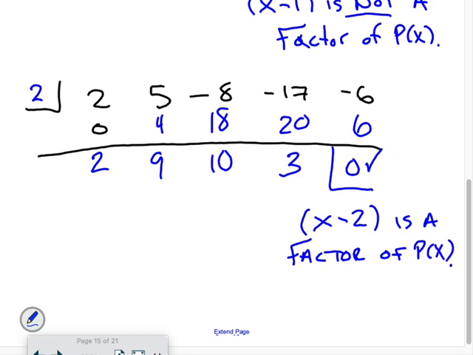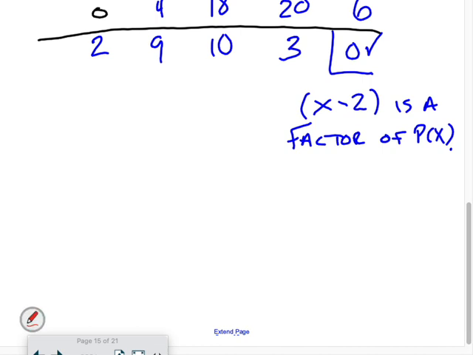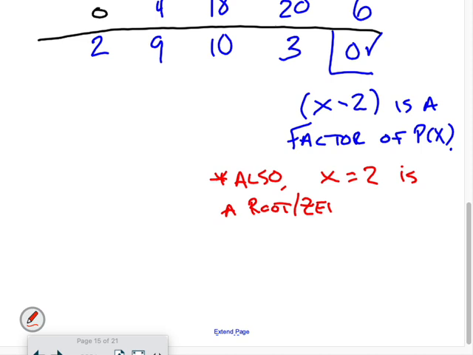Not only does it tell us that x minus 2 is a factor, it also indicates that x equals 2 is a root or 0 of p of x. In this case, it was presented as a polynomial function p of x, so we would actually classify it as a 0 in this case.